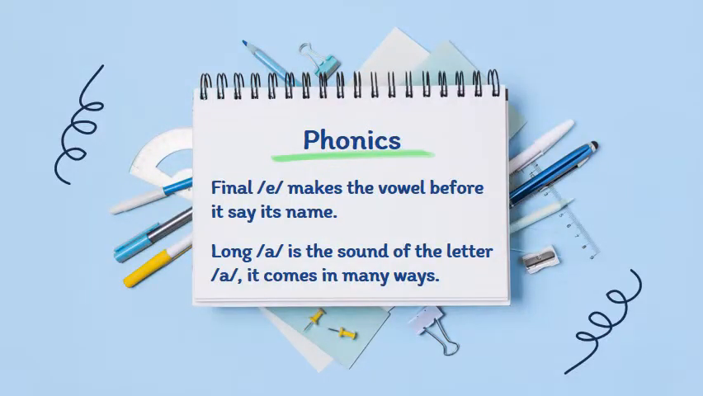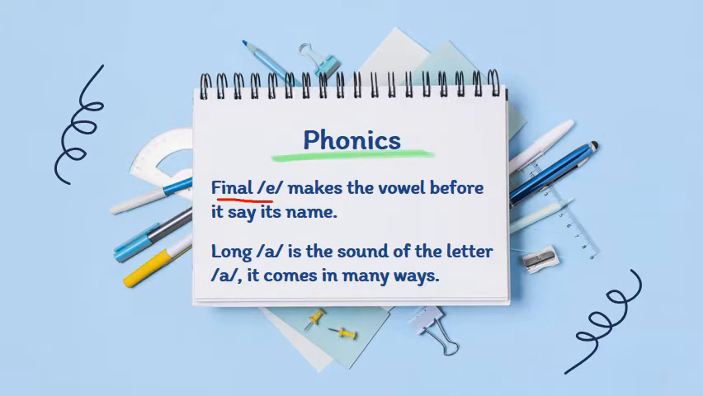Now that's it with the grammar. All you have to do is to review the types of sentences. For the phonics, I have the lesson final E, or magic E, or silent E. It makes the vowel before it say its name.